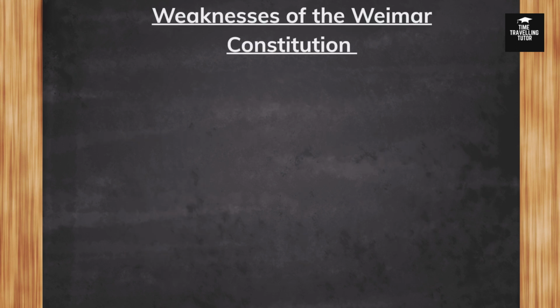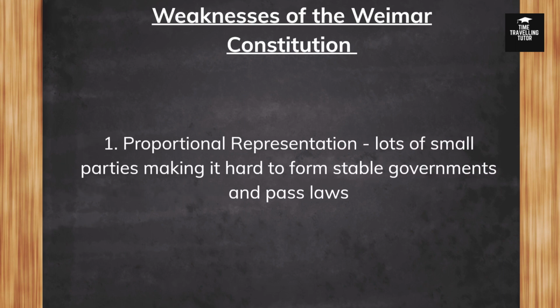While the Weimar Constitution had several strengths, it also had its weaknesses. Let's take a closer look at them. 1. Proportional representation. One of the weaknesses of the Weimar Constitution was its system of proportional representation. Each political party received a percentage of seats in parliament based on the percentage of votes it received in an election. While this allowed for a diverse range of voices, it often resulted in the presence of numerous small parties in parliament. This made it challenging to form stable governments and pass laws efficiently.